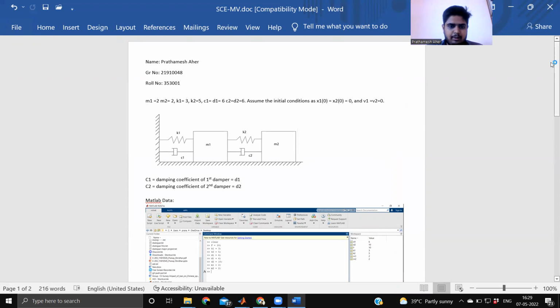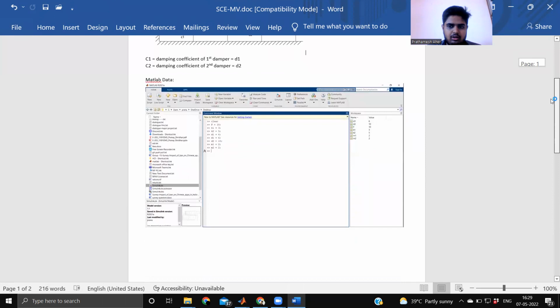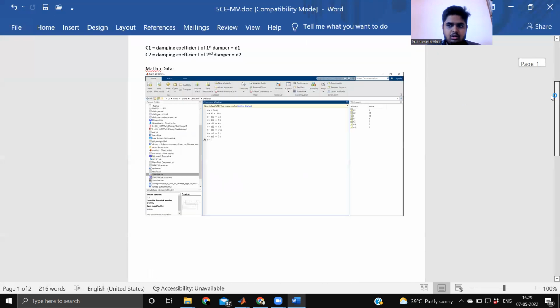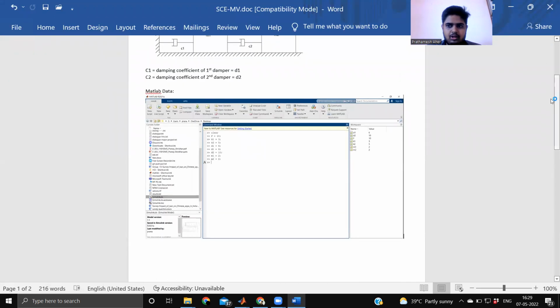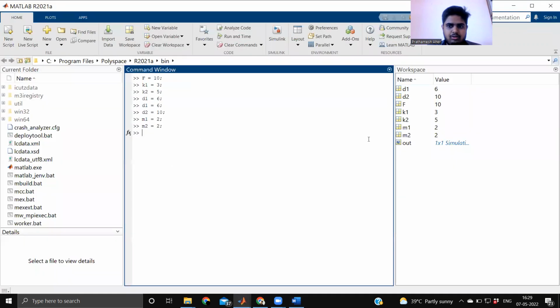And C1 is the damping coefficient of the first damper and is equal to D1, and C2 is the damping coefficient of the second damper, which is D2. These are the values used in this example in MATLAB.